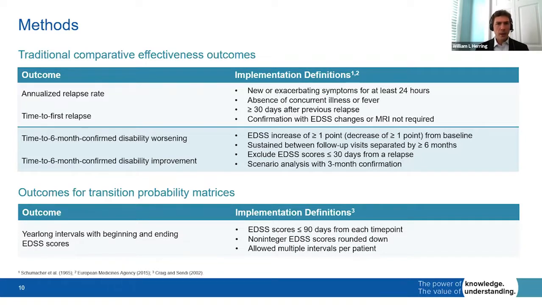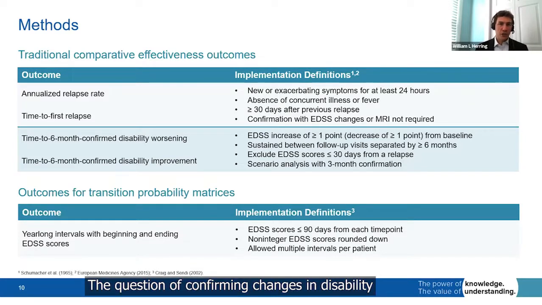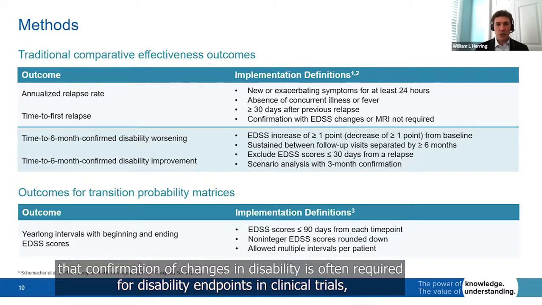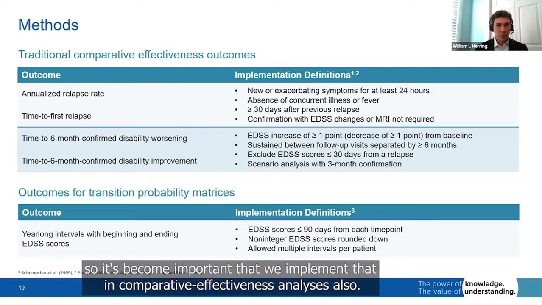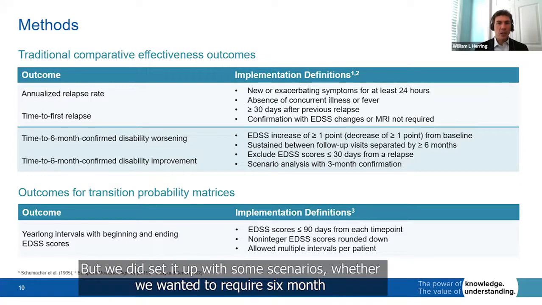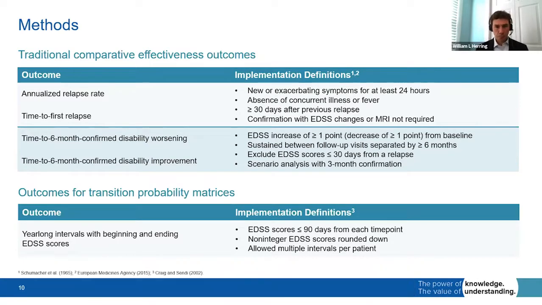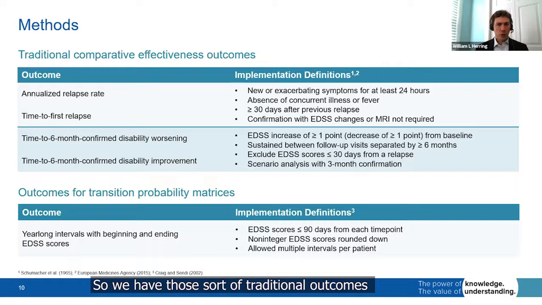The question of confirming changes in disability is one that we sort of inherit from the regulatory world, that confirmation of changes in disability is often required for disability endpoints in clinical trials. So it's become important that we implement that in comparative effectiveness analyses also. But we did set it up with some scenarios in our analysis, whether we wanted to require 6-month confirmation or 3-month confirmation of these changes in order to qualify as an improvement or a worsening event. So we have those sort of traditional outcomes.